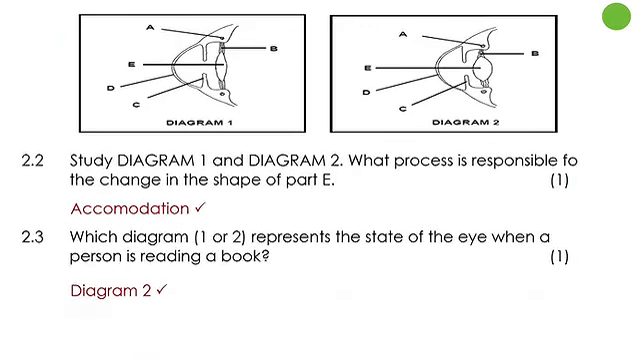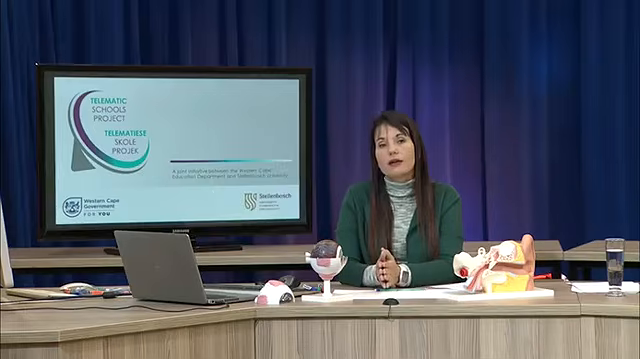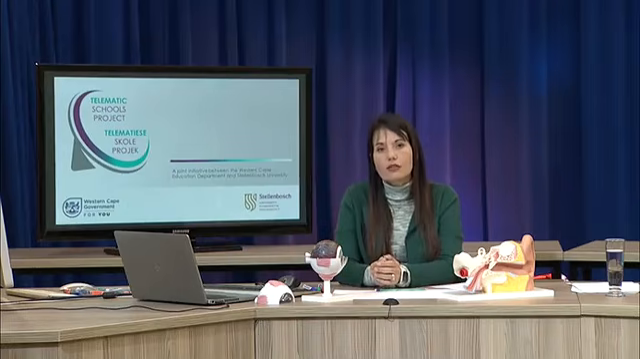If we quickly have a look at eye defects. Now, a lot of times they actually ask about eye defects. So make sure that you are able to identify the different eye defects. There are 4 that you need to learn. Short-sightedness, far-sightedness, astigmatism, and then cataract. Quickly have a look at the diagrams and let's see if we can identify the different eye defects.